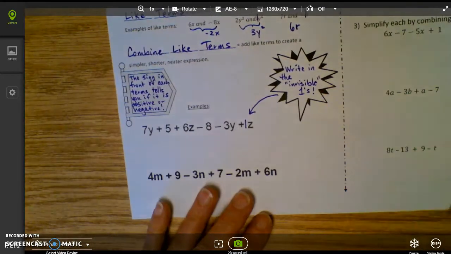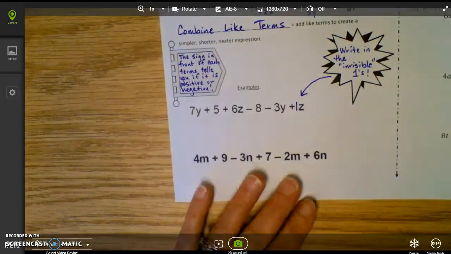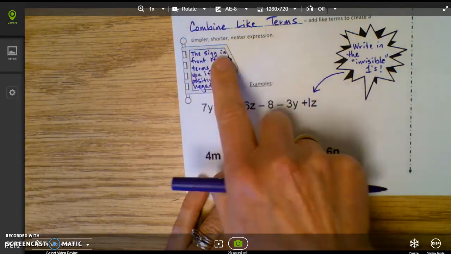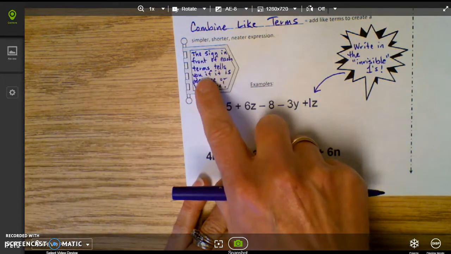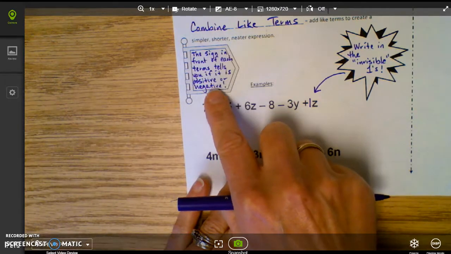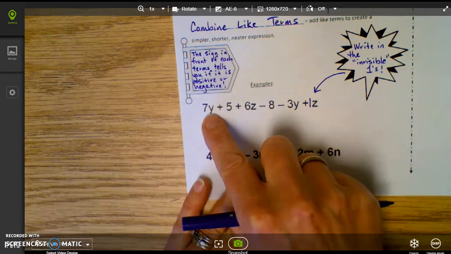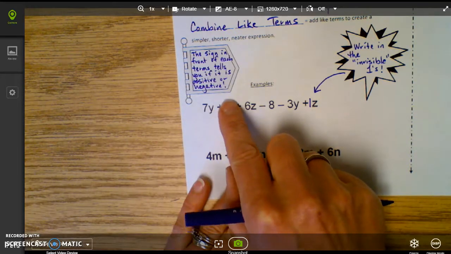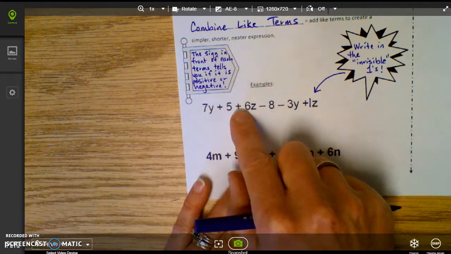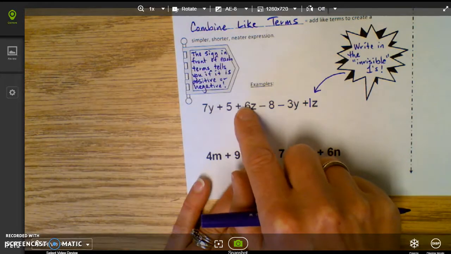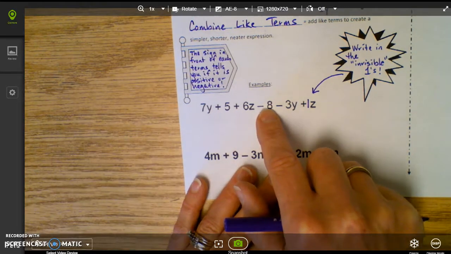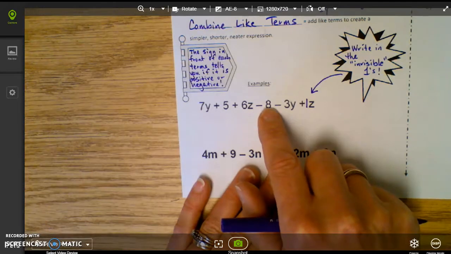Now a couple things down at the bottom before we get going with some more examples. We need to remember that the sign in front of each term tells us if it's a positive or a negative. So for example, this right here is a positive 7y. Next to it you have a positive 5. And then you have a positive 6z. But as you can see, behind that you have this minus sign and this 8.